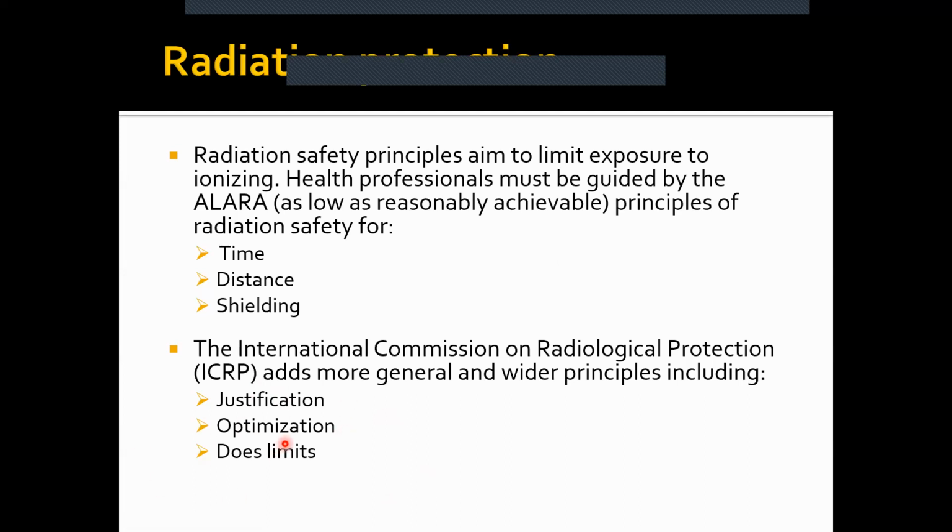Optimization is stuff like the grid, stuff like the air gap that we talked about before, where basically we're trying to minimize the dose and get the best image possible. And finally, dose limits basically means don't put your patient through 30 X-rays in one day. All right.